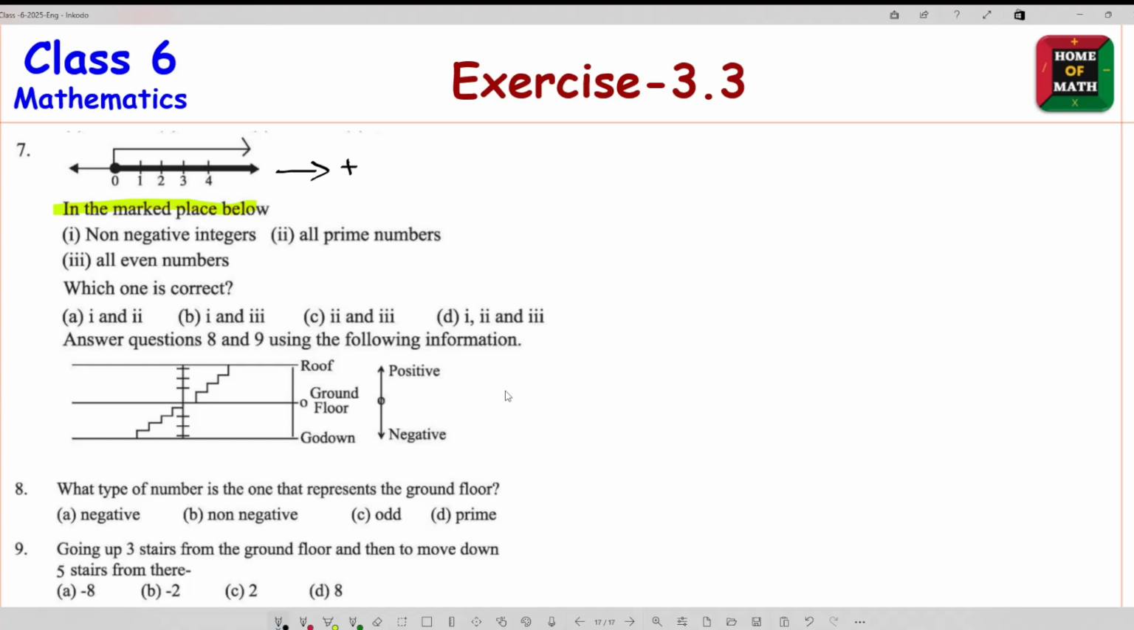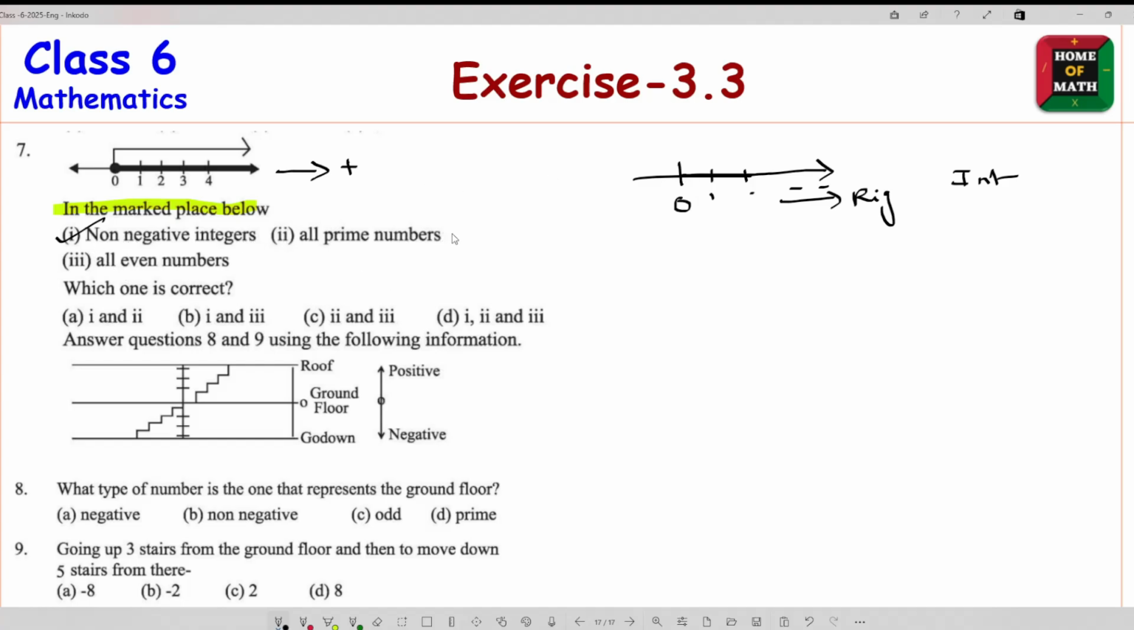It means non-negative integer. We know any number line starts from 0 and plus right 1, 2, anything on the right side including 0 is an integer. So this is a non-negative integer. It means no minus, but including 0.